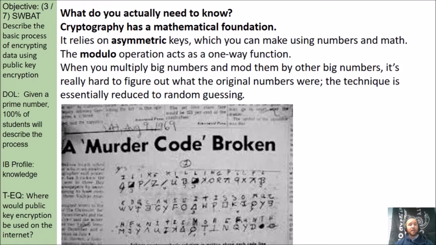So let's take a moment right here to narrow down what do you actually need to know. Cryptography has a mathematical foundation. It relies on asymmetric keys, which you can make using numbers and math. The modulo operation acts as a one-way function. When you multiply big numbers and mod them by other big numbers, it's really hard to figure out what the original numbers were. The technique is essentially reduced to random guessing.